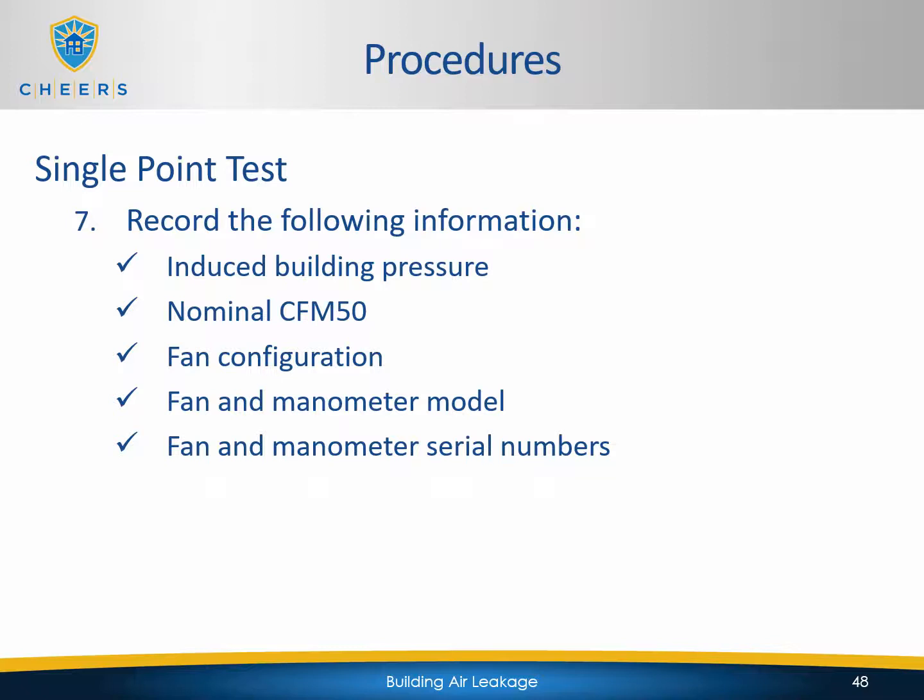You're going to record the fan configuration. Each of those fans has a set of different, we call them rings or openings. Each one's a little bit different, but they will be either numbered or lettered. You're going to need to record what ring or set of rings were installed on the fan, or if it was completely open with no rings, then it would just be open, but identify what you used. Record the fan and manometer model numbers as well as the serial numbers. All of this information will be required to be input on the form itself.